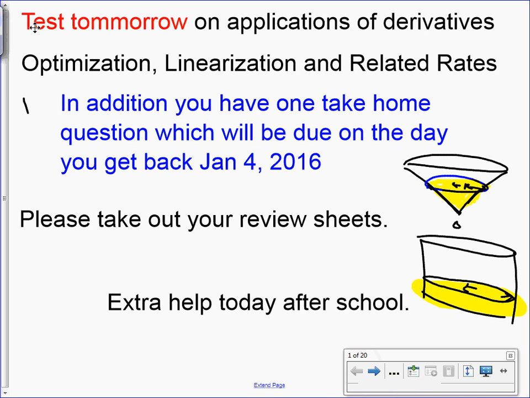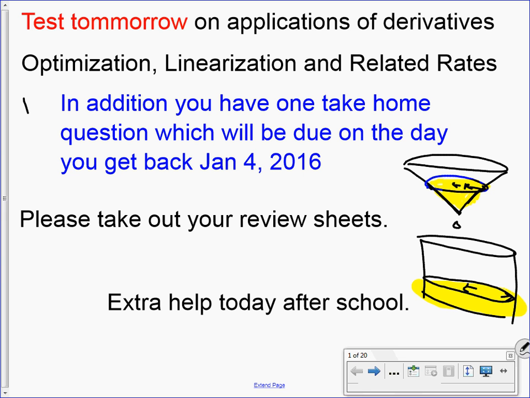All right, so we have a test tomorrow on 3 topics: optimization, linearization, related rates. Yes, I know it's scary, it's word problems. But I'm not picking problems that are bizarre. I'm trying to stick to the ones we focused on in class, through the class examples and homework problems that we went over.